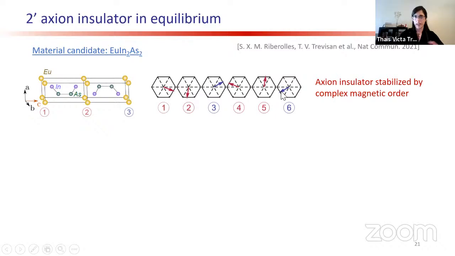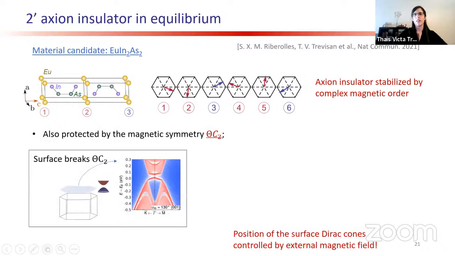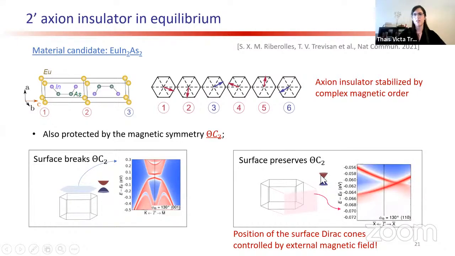And in this case, similar to the case with light that I just showed you, the axion insulator state is also protected by a combination of time reversal and two-fold rotation that leaves this helix invariant. So as before, we also have coexistence of gapped and gapless surfaces. The top surface, for example, breaks this theta C2 symmetry, and we have a gapped Dirac cone, but one of the side surfaces preserves the symmetry, and we have a Dirac cone that is away from the center of the surface. In the case of this material, the position of these cones can be controlled by an external magnetic field that can further change the symmetries of the material and then shift this Dirac cone to another side surface.